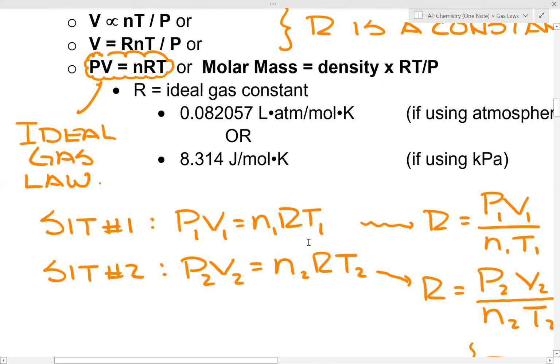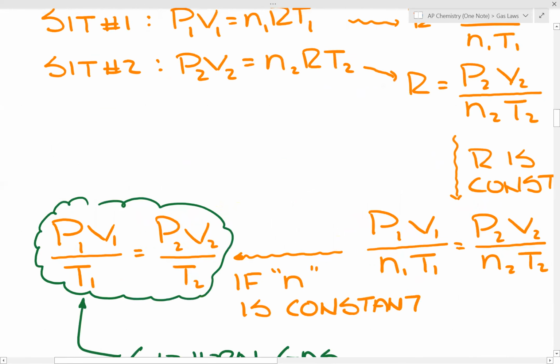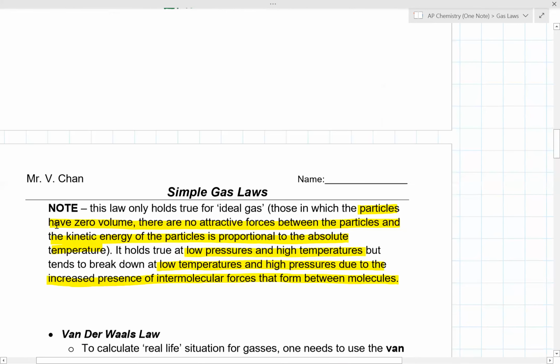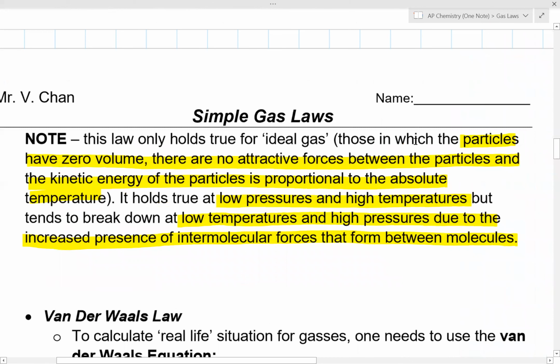This ideal gas law only works when the particles are super far apart. And they can be super far apart if it's low pressure and high temperature. But once you decrease the temperature or you increase the pressure, you're squeezing the particles closer together, and intermolecular forces form, and therefore it sort of debunks the ideal gas law.